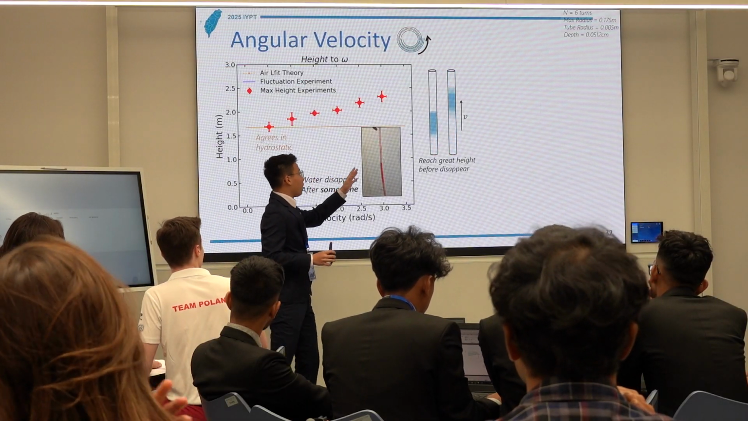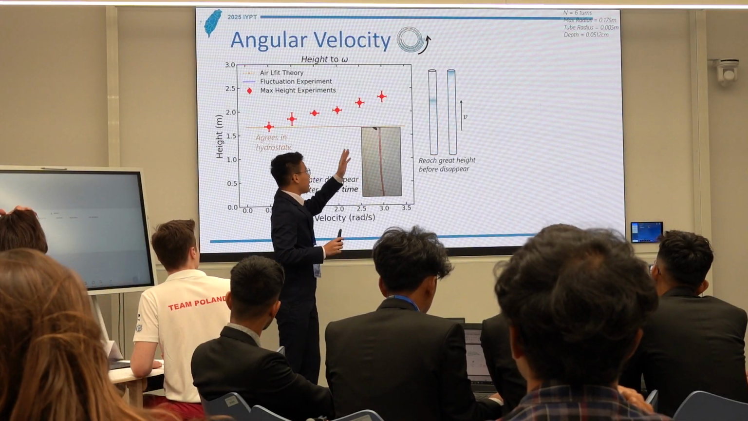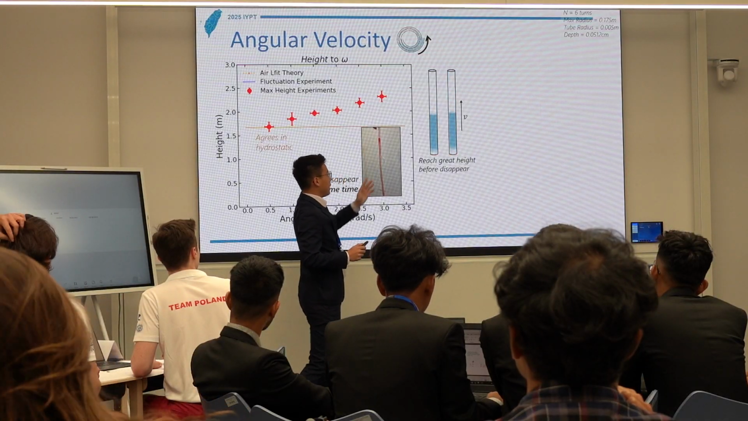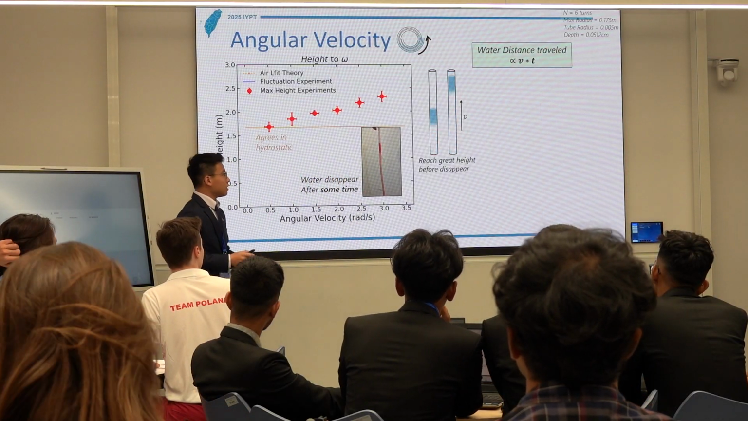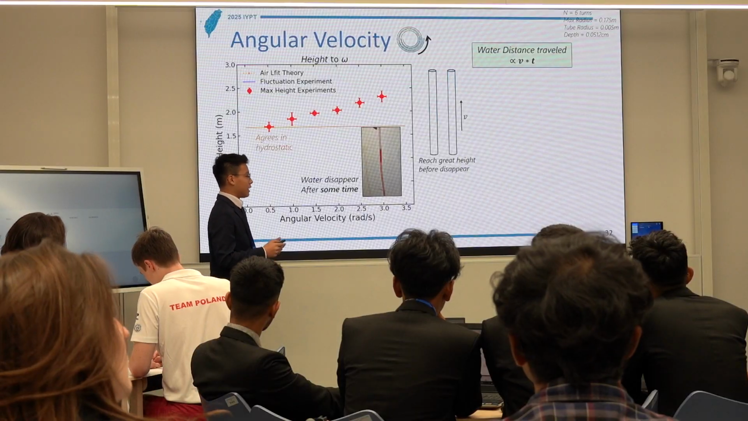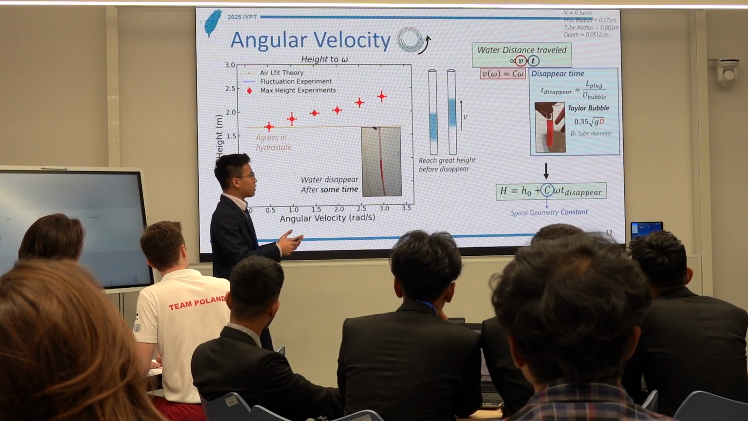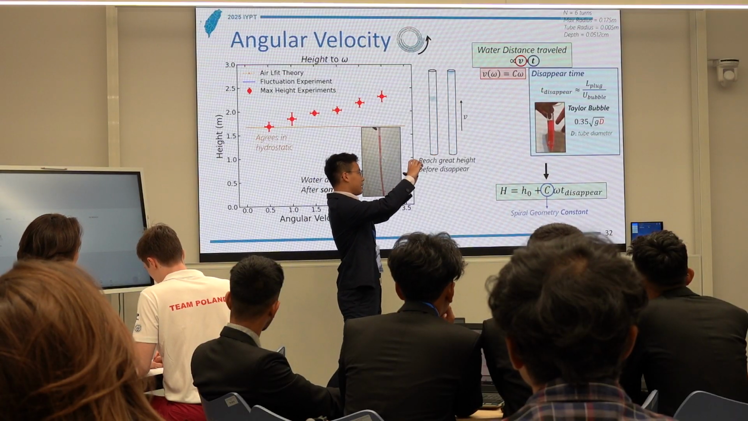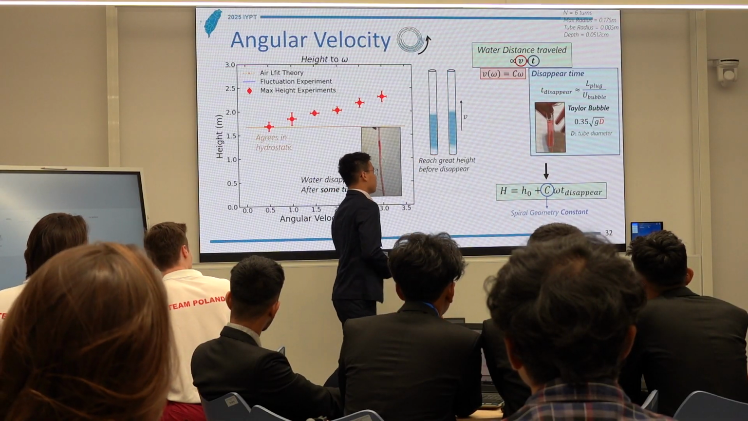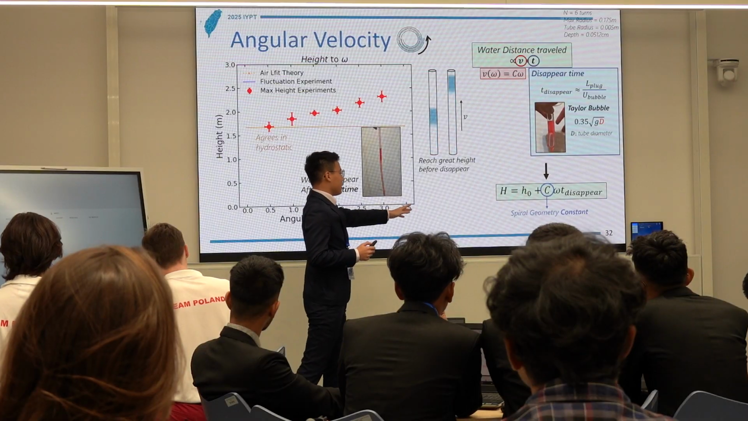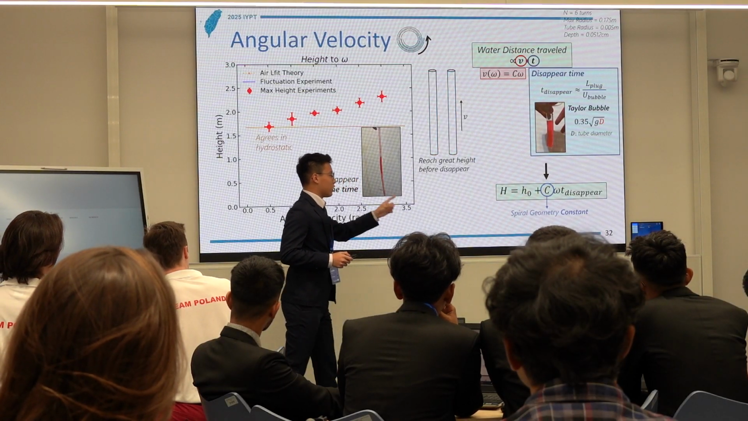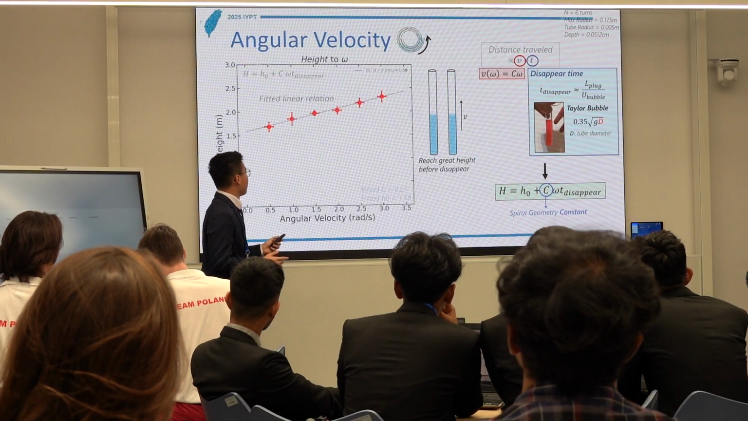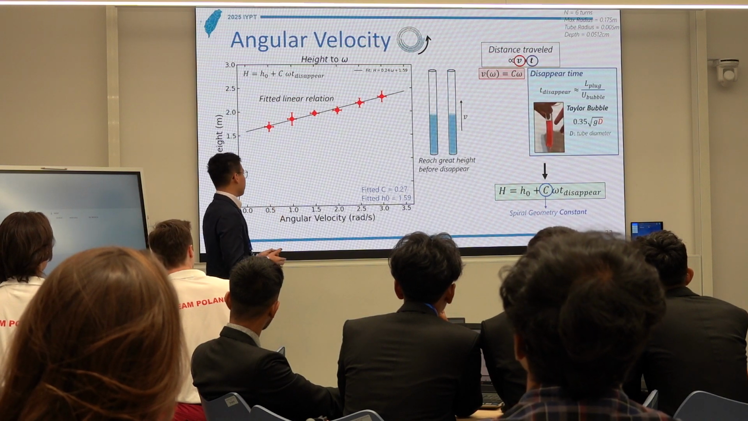This is due to the water plug disappearing after some time. If we could pump the water plug with a faster velocity, it can actually reach a greater height before disappearing. So the water distance traveled will be velocity times time. For time, we use a Taylor bubble estimation, accounting for the diameter, where we can solve how long it takes for a plug to fully drip down. Then we could solve this equation, and as C is our spiral geometry constant, we fit and find a great linear relation to the results.